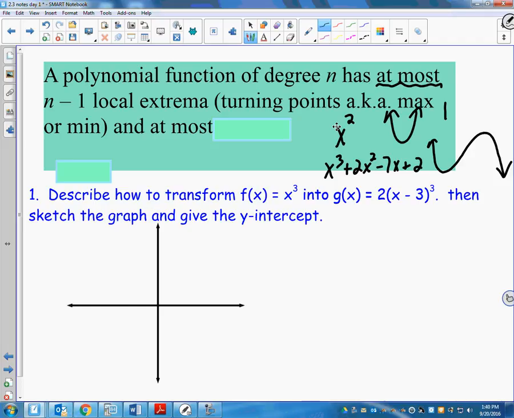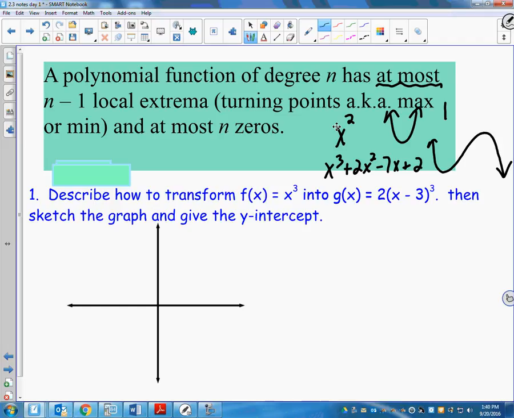But it has at most n minus 1 turning points, and at most n zeros. And think about x squared. We know that x squared could have 2 answers. It could have 1 answer, or it could have no real solution. But it never has more than 2 solutions.